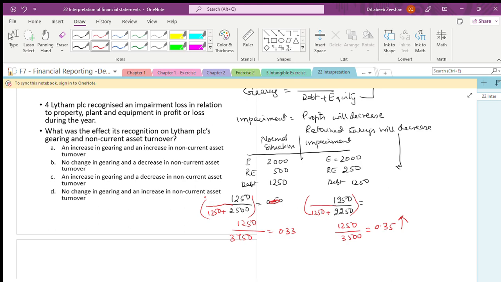Fine. Now we have to eliminate it. Gearing ratio means this is not there. No change in gearing, no. These two options are eliminated. Now we are talking about A and B. Now net assets turnover.